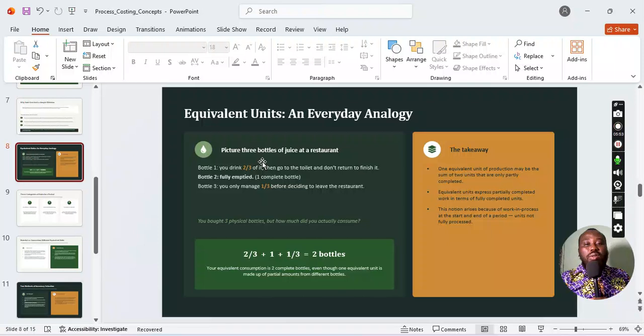So what do we mean by equivalent units? We're talking about the unit that we can approximately determine its production, based on the necessary data that are available. Like we can see here in the slide.